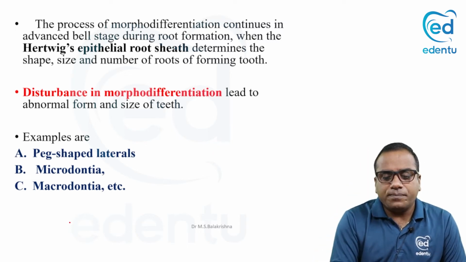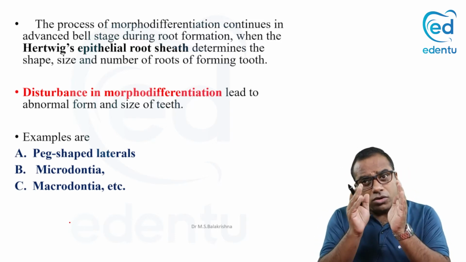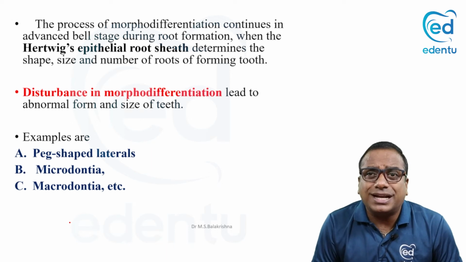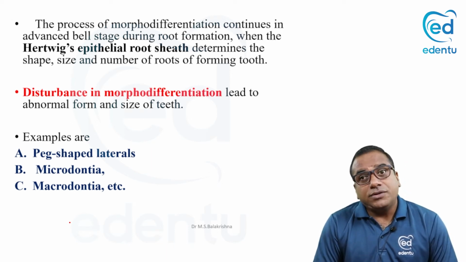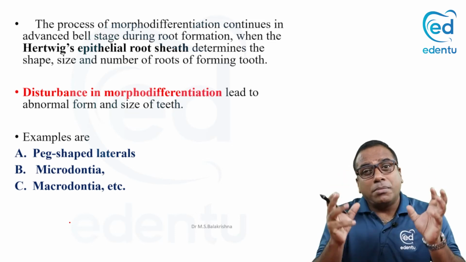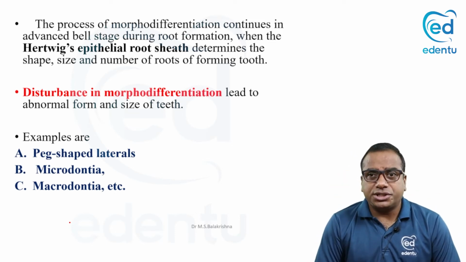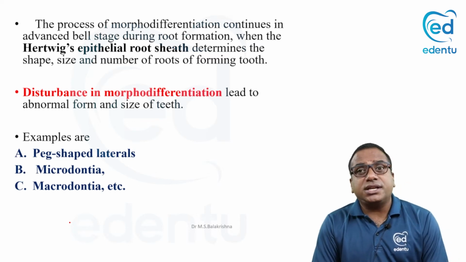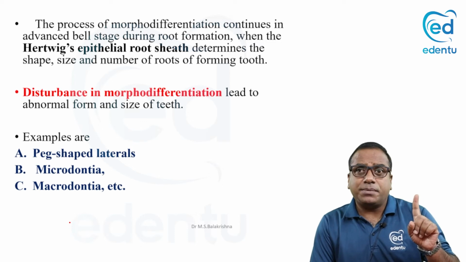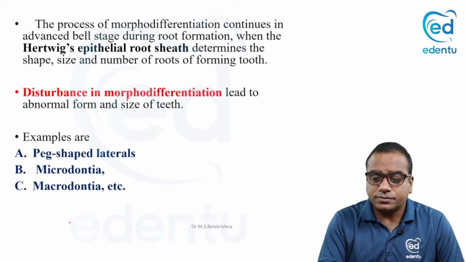And if at all the teeth are not developed, they will be very small. The teeth will look normal, but they are very small. That is called microdontia. And then if the teeth are overdeveloped, bulbous teeth, very big teeth, that is called macrodontia. So the disturbances in morphodifferentiation will lead to peg-shaped laterals, microdontia, macrodontia.